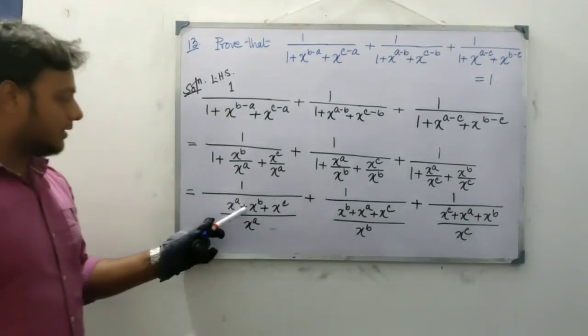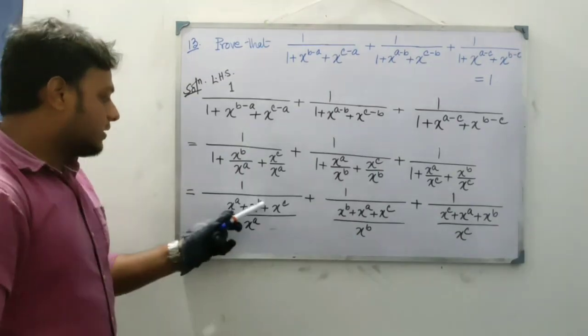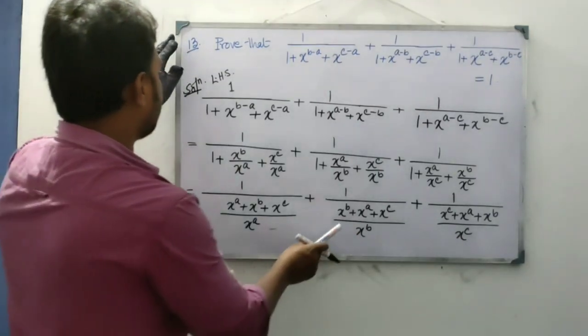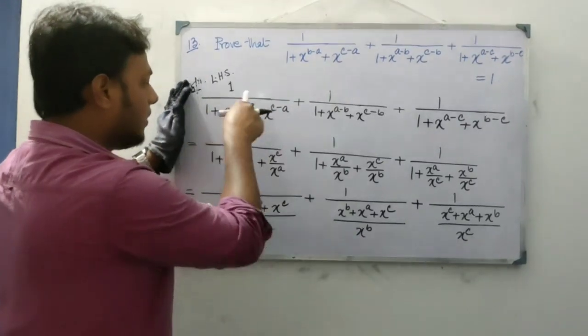So 1 by this. So the next line should be, we have to consider the reciprocal of this one. So I am writing it on top. Okay. Pause the video and note down this part.